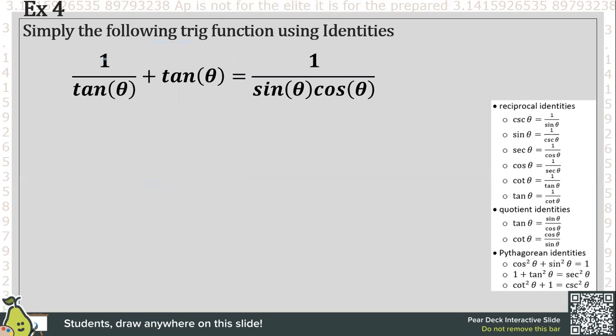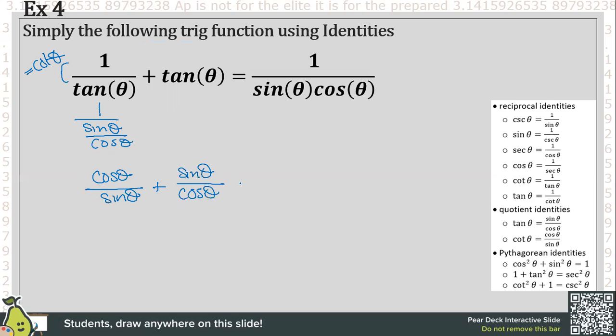Okay, last but not least, this one really got some of us, but it's not that bad, right? 1 over tangent is the same thing as saying 1 over sine theta over cosine theta, or you could have said, hey, this right here is cotangent. It's up to you, but we're gonna try to simplify. They both give you the same thing. We have cosine theta over sine theta, which is what I did here, plus tangent, which is sine theta over cosine theta, okay, is equal to this right hand side, 1 over sine theta times cosine theta.